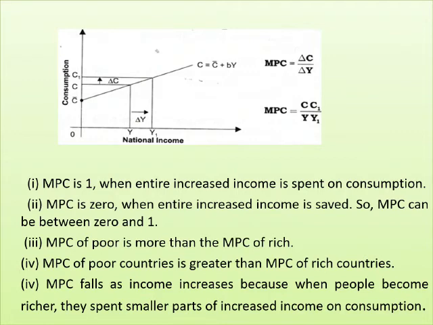Yes friends, MPC of the poor is more than MPC of rich people. MPC of poor countries is also greater than MPC of rich countries. MPC falls as income increases because when people become richer, they spend a smaller part of increased income on consumption. According to the psychological law of consumption, as income increases, consumption increases, but not by as much as the increase in income.